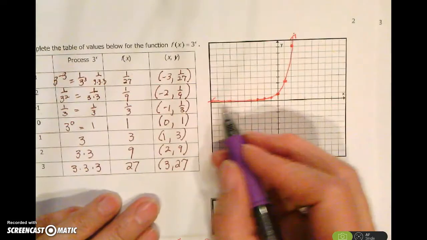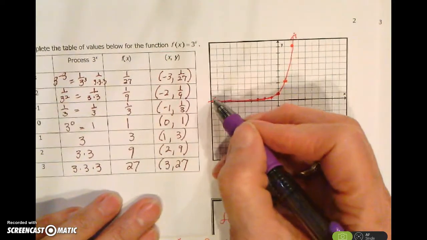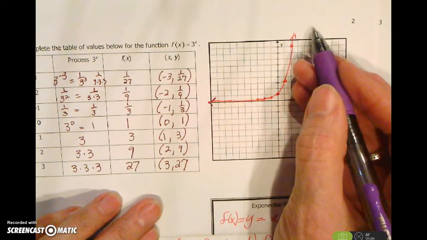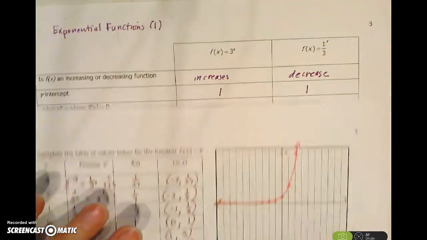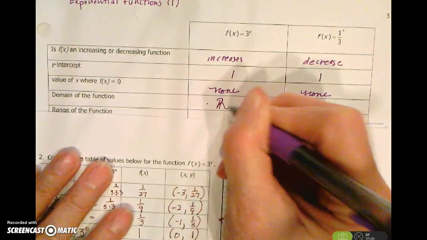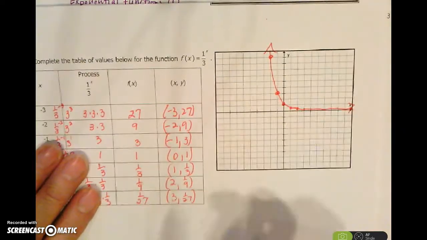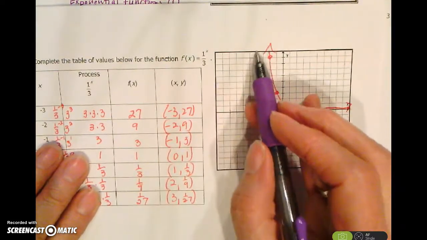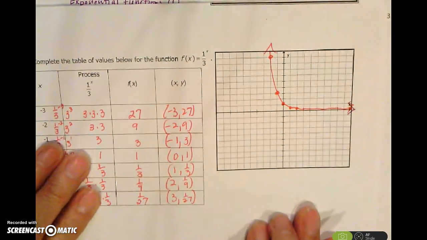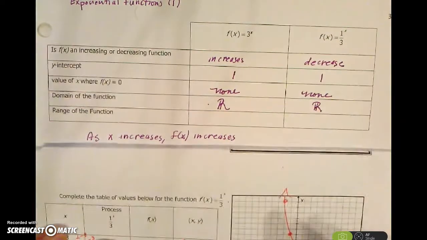What is the domain of f of x equals 3 to the x? Remember that the domain goes from the leftmost value to the rightmost value, and you can see there is an arrow right here going out, so it continues to go to the left and it continues to go to the right. So the domain is all real numbers, so we'll put this R right there. When we look at y equals 1/3 to the x, the left side is going forever to the left, the right side is going forever to the right, and it also is going to be all real numbers.